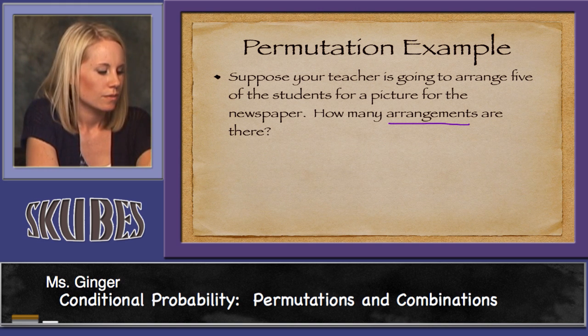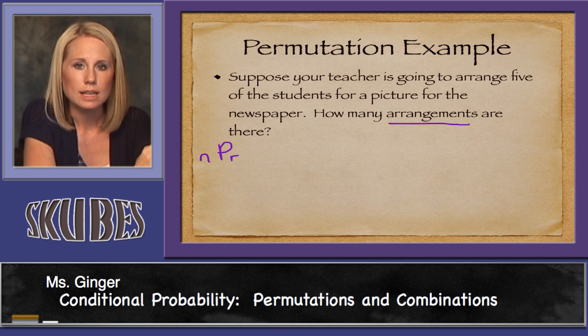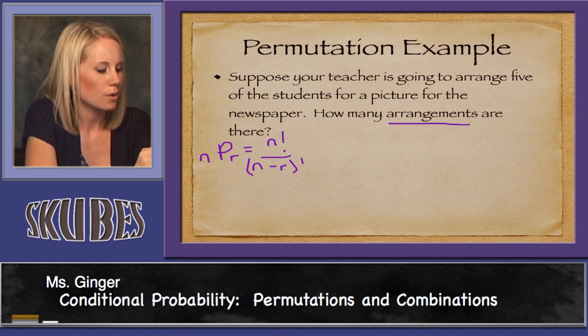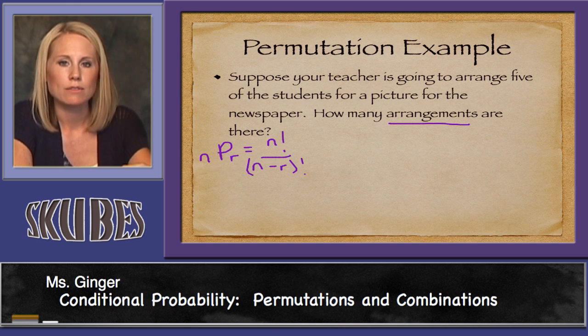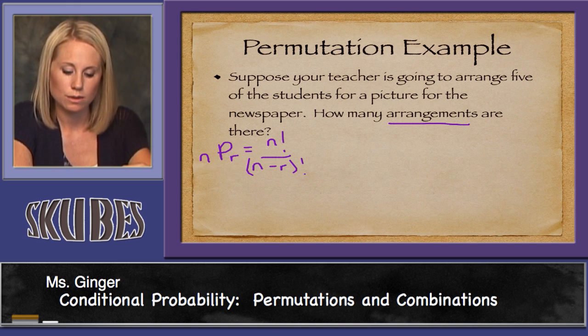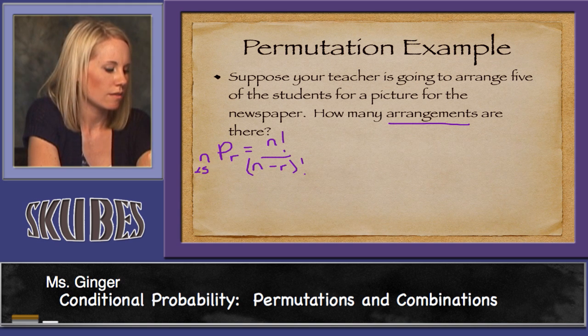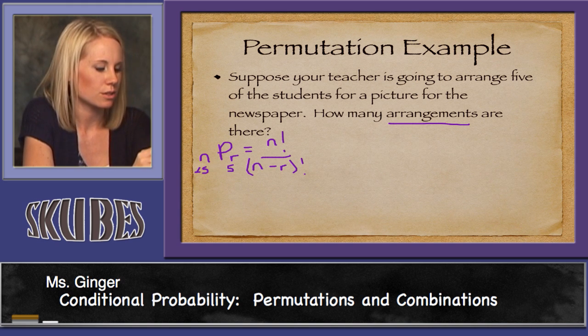And let's recall that formula. nPr is going to be n factorial divided by, it's a little bit shorter, n minus r factorial. Our n, we have 25 students. Our amount that we're arranging is 5. So n is 25, r is 5. So I just need to insert those here.